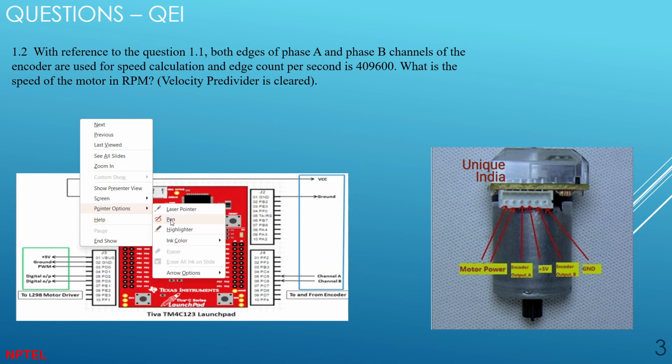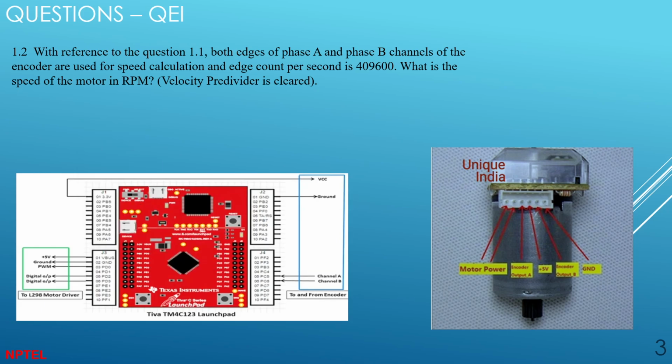I think in week 2, Professor Gandhi told you that the encoder has two phases, right? Phase A and phase B, and there is a phase lag, a 90-degree phase lag. Okay, this is what we know, right?